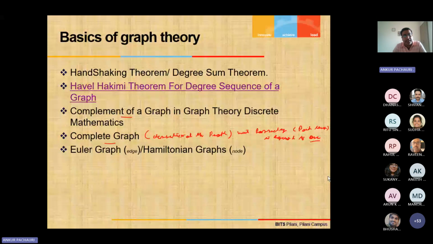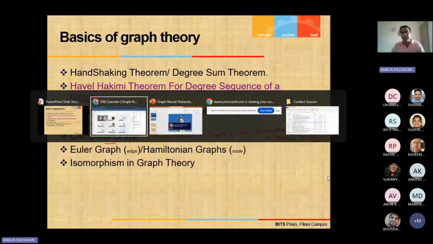Same is the case with Hamiltonian graph. A graph is said to be a Hamiltonian graph if we can traverse the whole graph by traversing every node exactly once. Now, if there's a restriction that we have to come back to the starting node, then we call it a Hamiltonian cycle, or else it will be a Hamiltonian path. So that covers Euler graph and Hamiltonian graph.